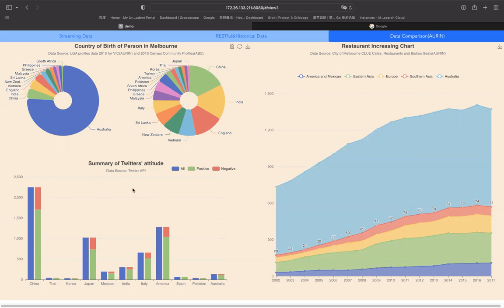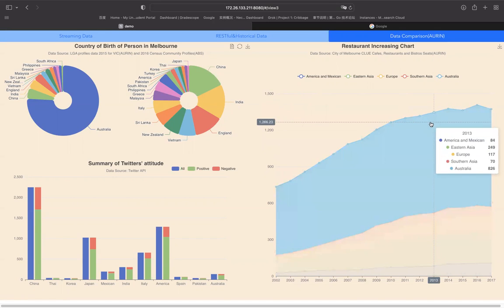The summary of the tweets' attitude here is given to remind of the satisfaction rate of each food type. Well, some food types have rare data and they are dropped, such as the Ukraine one. We categorize the restaurants and display the increasing trend of the number of them. The overall number is increasing.